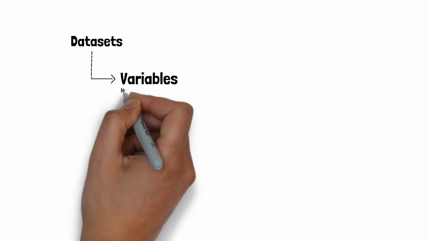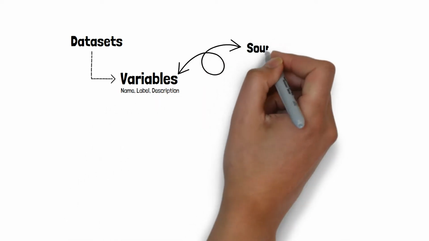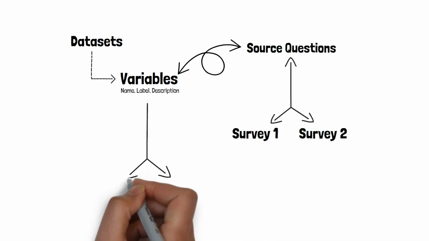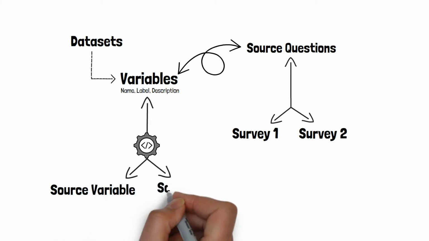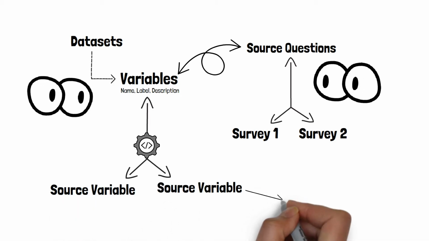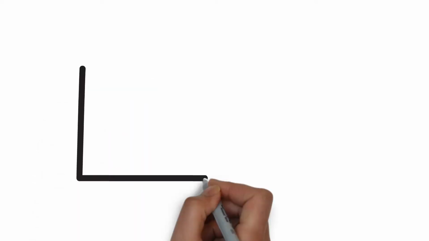So in addition to just documenting the name and label and description for a variable, you can point to source questions and point to specific surveys where those questions are used, and in the case of computed or derived data, you can point to the source variables. You can also see what datasets any of those other variables came from. It provides all the linkages needed to see how the data came to be.